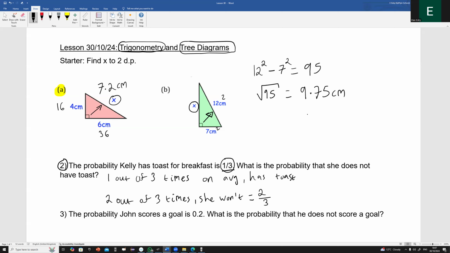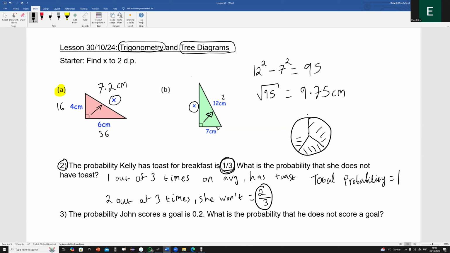So basically, if she's going to have toast 1/3 of the time, that means she doesn't have toast 2/3 of the time. Okay, and the rule there is that the total probability is always 1. So if we add up all of the possibilities, we get 1 whole, right? 2/3 and 1/3 make up a whole. Okay, we'll just do it as a picture. 2/3 plus 1/3 makes a whole. Is that okay?